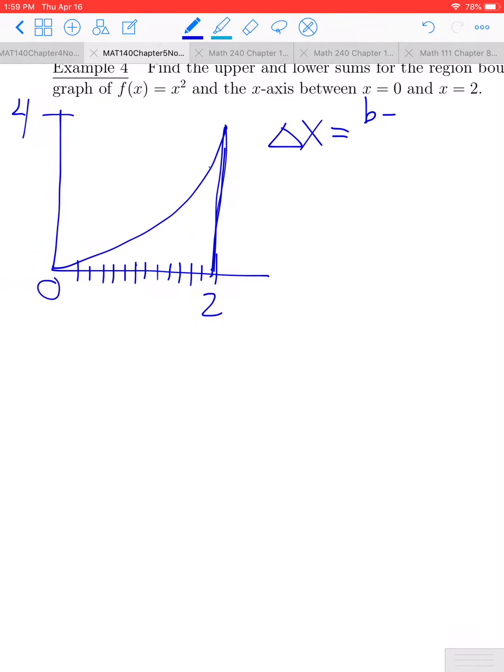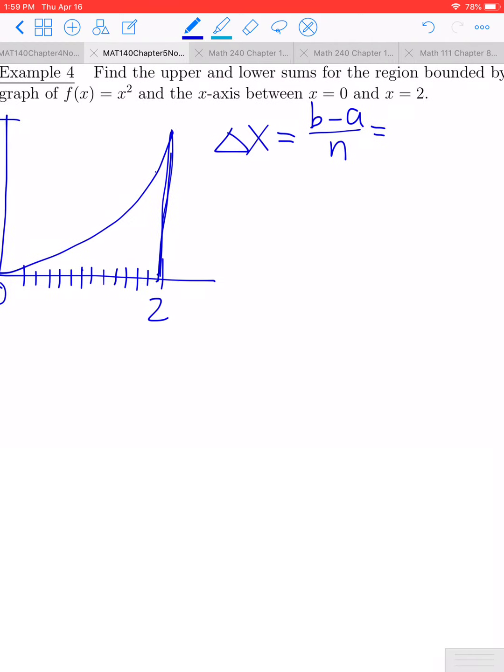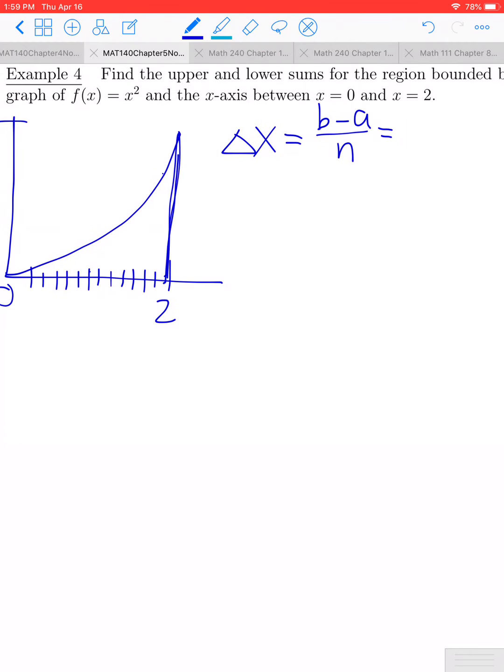So it's going to be b minus a divided by n, where b is the right endpoint of the interval and a is the left endpoint. So this is going to be 2 minus 0 divided by n, which will be 2 over n. So each interval here will have a length of 2 divided by n.